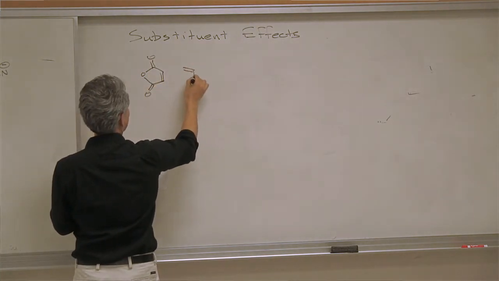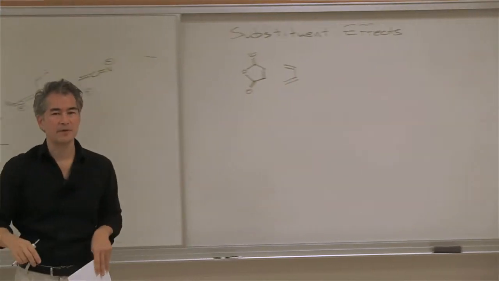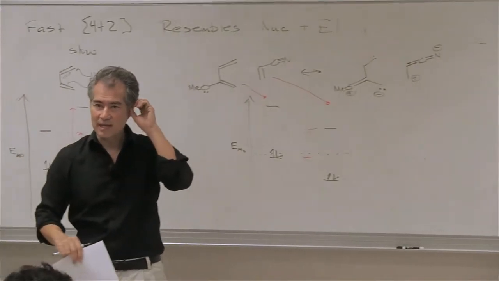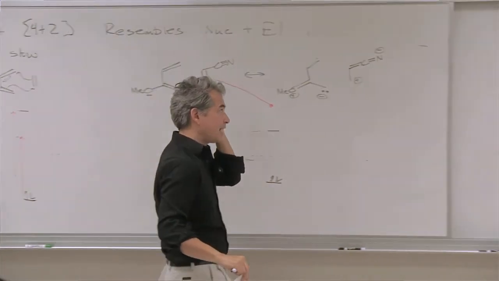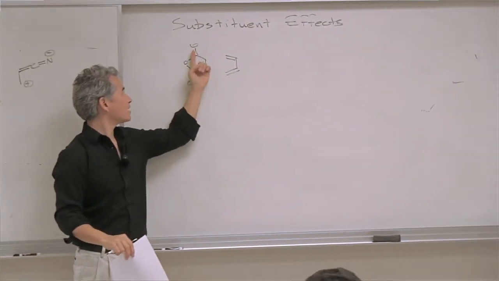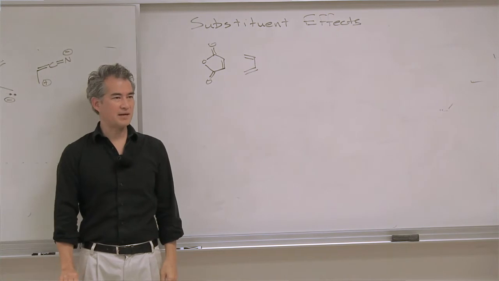And I'm going to start off with this very simple Diels-Alder reaction. It's very common to run this in undergraduate chemistry laboratories. You take maleic anhydride. This is a great dienophile. Look, it's got 2 carbonyl groups on it. That's going to be a great dienophile.